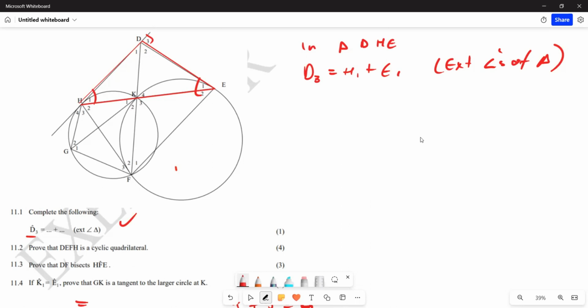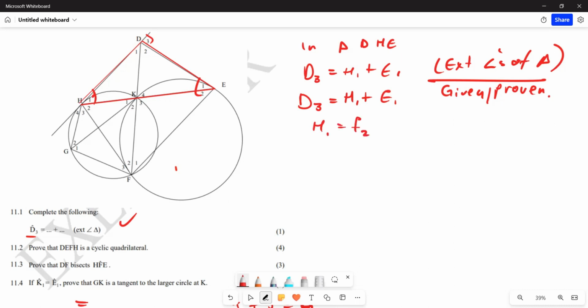Now let's start again. Already I know that my angle D3 is equal to H1 plus E1. The reason is given above, or rather it is already proven. Now, what else do I know? I also know that if I look at my angle H1, my angle H1 is going to be equal to F2.